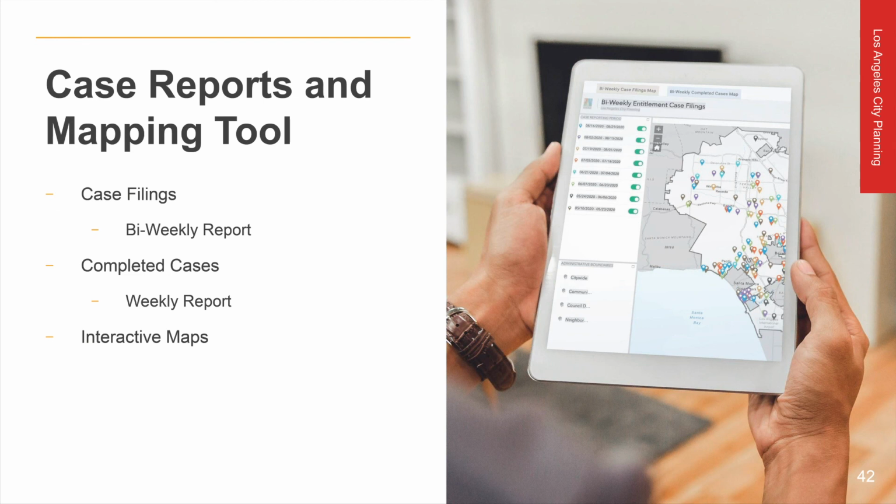To keep the public informed about the discretionary projects filed with the department, as well as those that have been issued a determination, the department sends out a bi-weekly report listing new case filings and a weekly report listing recently completed cases. You can receive these reports by subscribing to the email list through the link on the Case Reports page of the website under Resources. The reports are also posted on the Case Reports page.